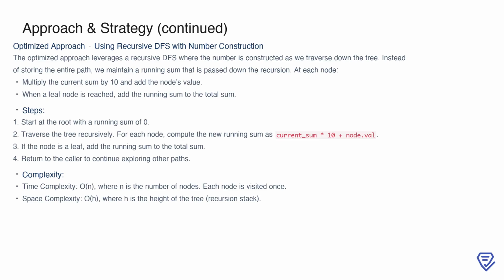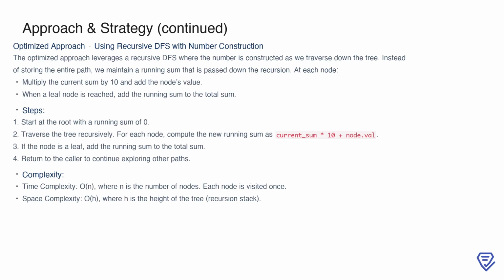Now, a more efficient solution is to optimize the process using recursive DFS with number construction. Instead of explicitly storing and reconstructing paths, we maintain a running sum that evolves as we traverse the tree. As we move down each level, we multiply the current sum by 10 and add the value of the current node. When we reach a leaf node, the running sum directly represents the number for that path, which we then add to our total sum.